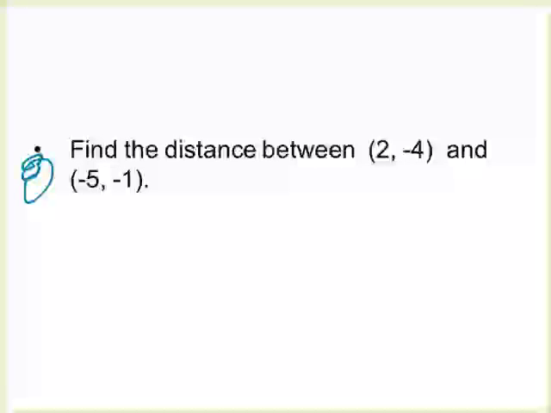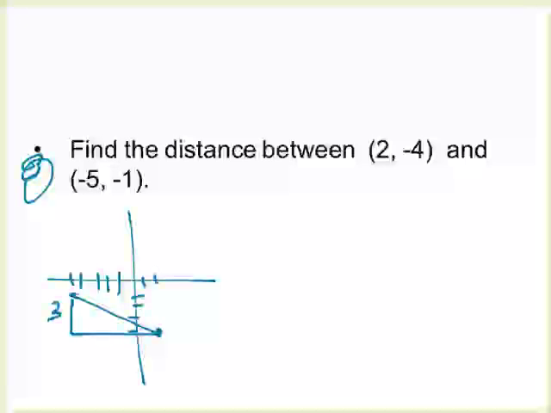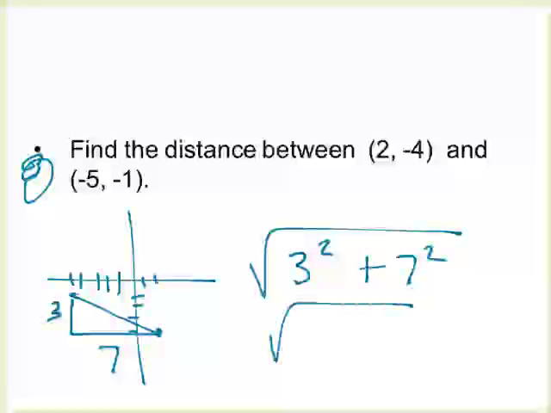Okay, so you could apply the formula on this if you would like to do that, or you can plot it out. Negative 4, and 5, negative 1, and connect. Count out the height, which would be 3, and the length, which would be 7. And Pythagorean theorem would then give us the square root of 3 squared plus 7 squared, which is the square root of 58. Which would be the same exact thing you get if you chose to use the formula.